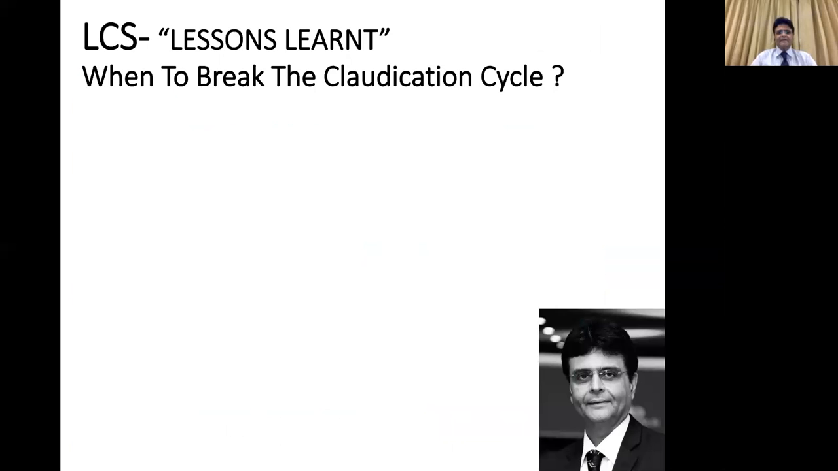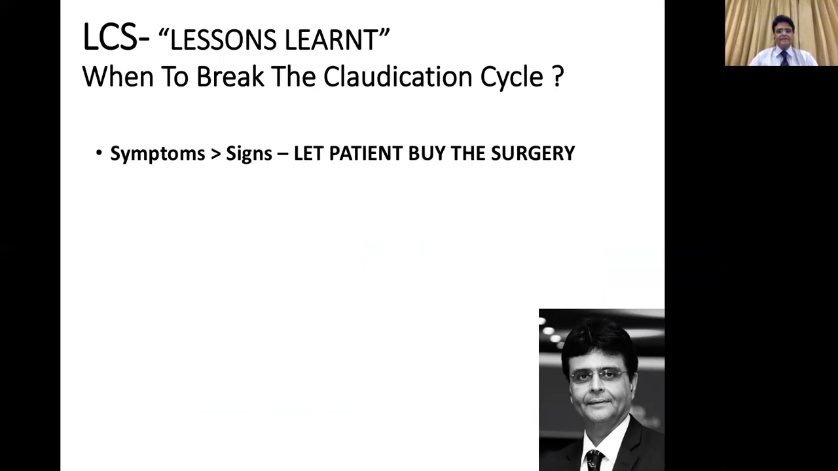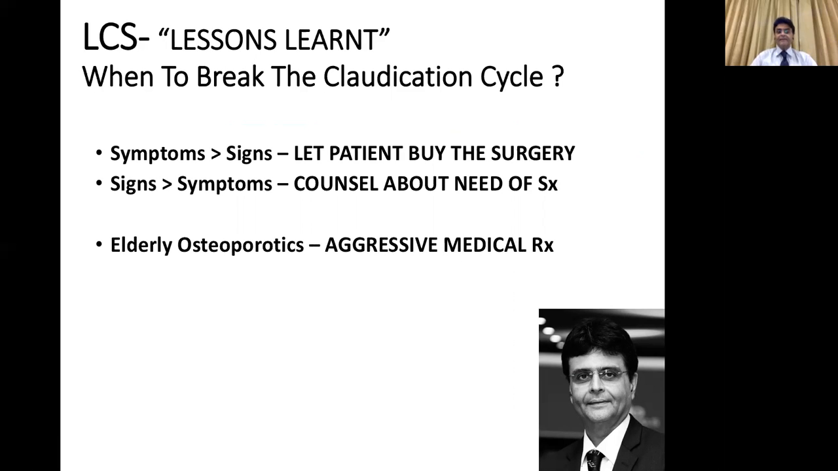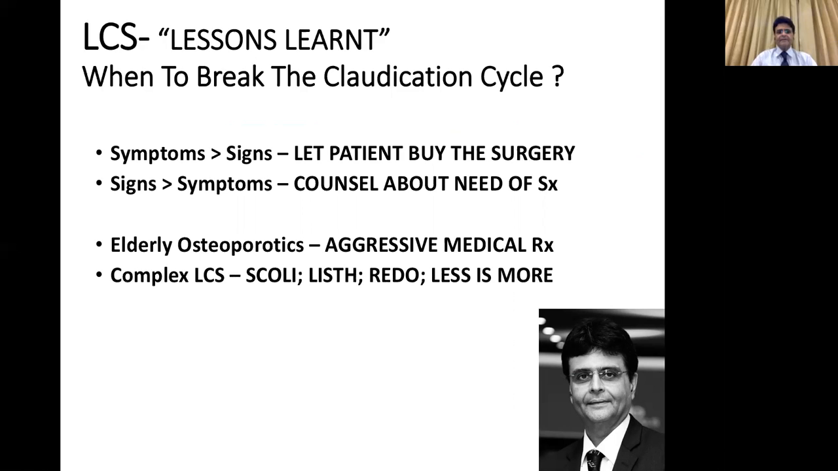What lessons have I learned? When to break the claudication cycle? If the patient has symptoms more than signs, let the patient buy the surgery. If he has signs more than symptoms, neurology that you have detected, offer him, counsel him about the surgery. In the elderly osteoporotics, always supplement or complement your treatment with aggressive medical management, maybe in the form of calcium, vitamin D3, bisphosphonates, denosumab, or teriparatide.